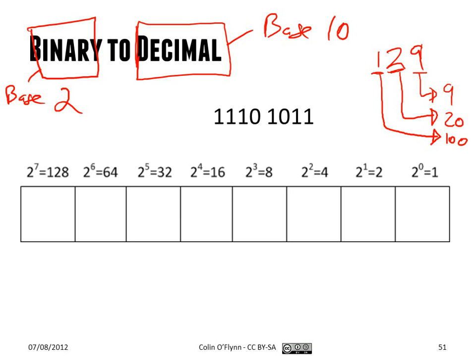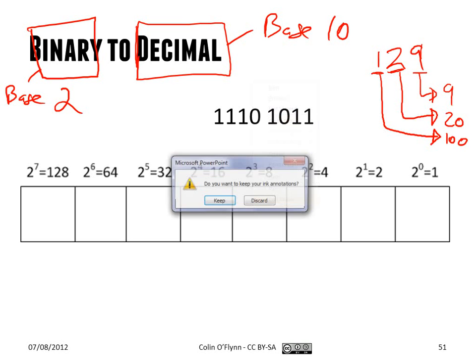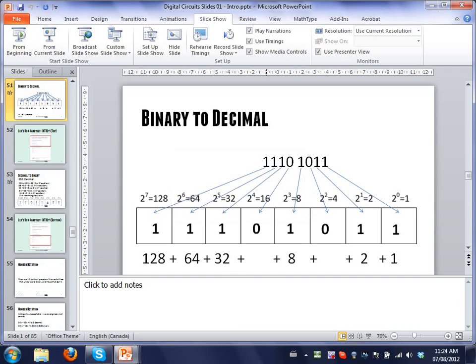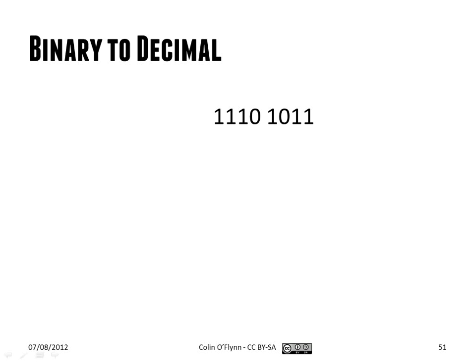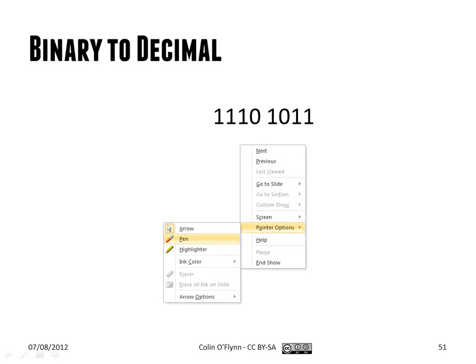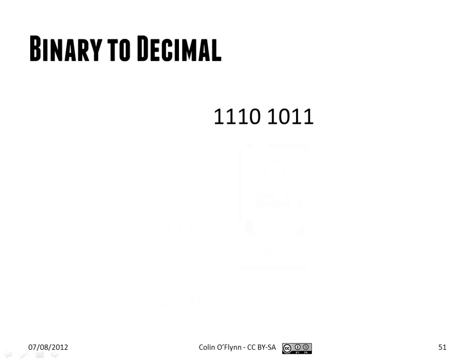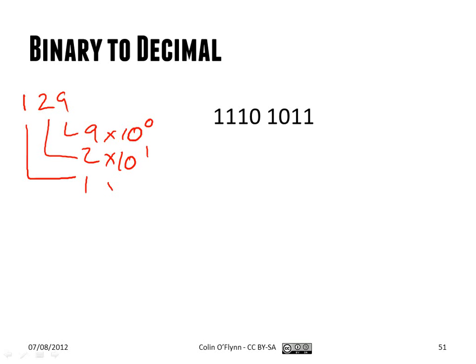Where that comes from is that if we have 129 again, this is actually 9 times 10 to the power of 0. This is actually 2 times 10 to the power of 1. Because it's base 10, this is where the 10 is coming from. So you can see that the 0, 1, 2 is just the position of that digit.